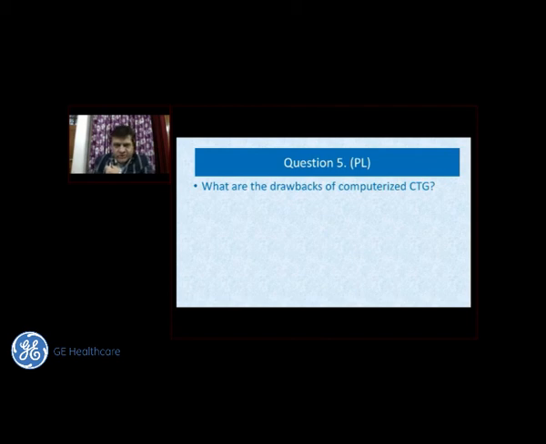So my next question, what are the drawbacks of computerized CTG? Now I see a lot of fetal medicine experts and a lot of gynecologists relying too heavily on computerized CTG, which is not really bad. But then what are the drawbacks of such an investigation, Dr. Pooja? You mean regular CTG rather than... Yeah, a regular CTG rather than a computerized one, because a computerized one is not as common and easily available yet.